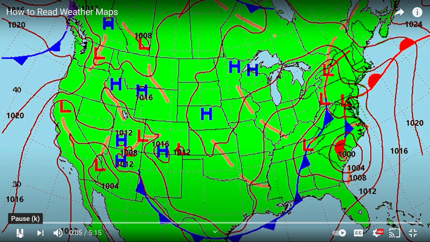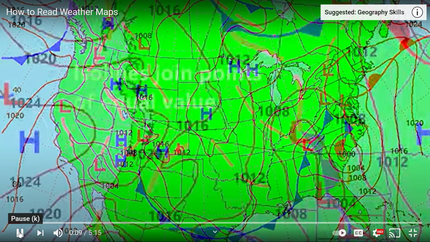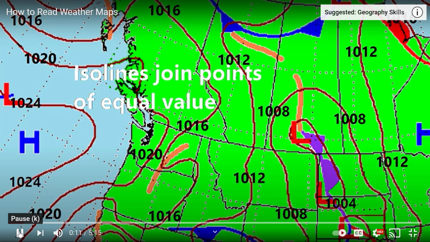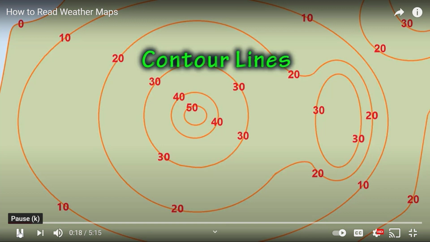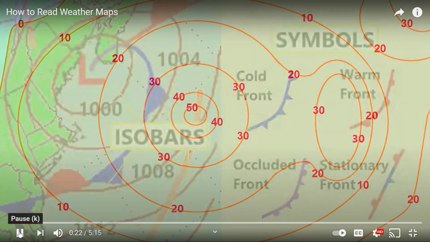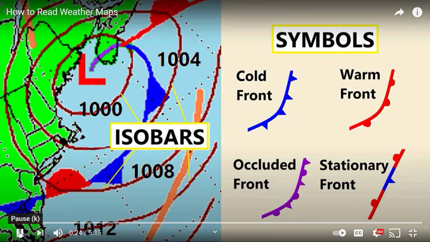Weather maps, also known as the synoptic chart, are an example of an isoline map. Isoline maps are made up of lines that join points of equal value. Contour lines drawn on a topographic map are another example of an isoline map. Weather maps use lines called isobars, plus other symbols to join together lines of equal air pressure.